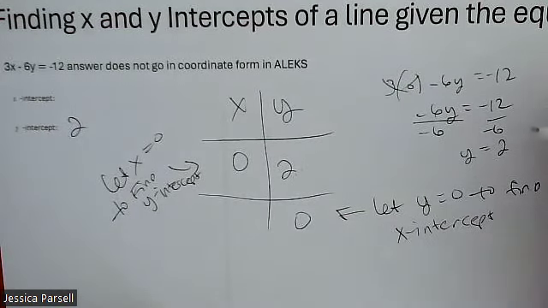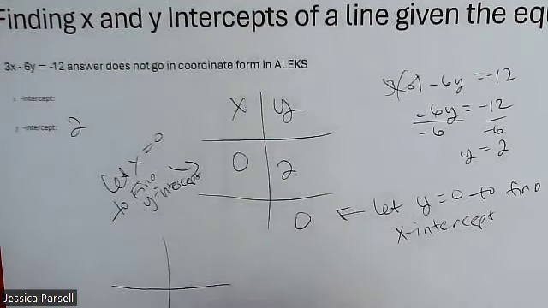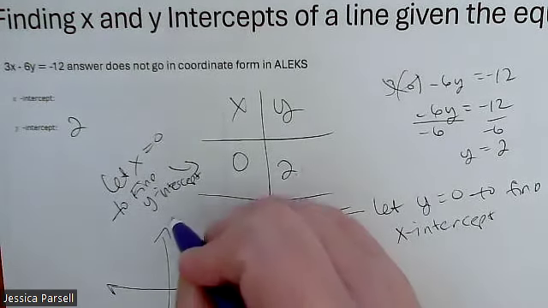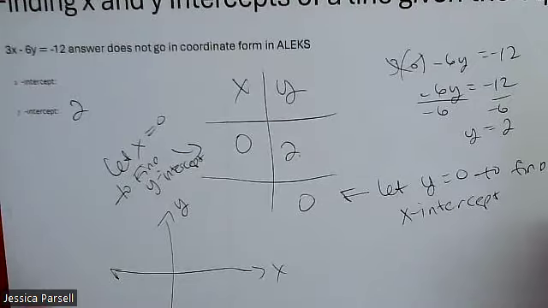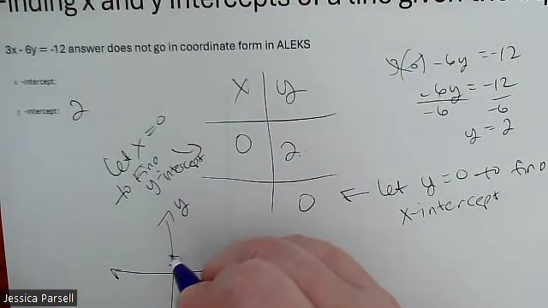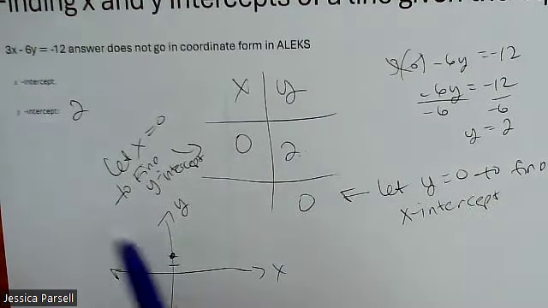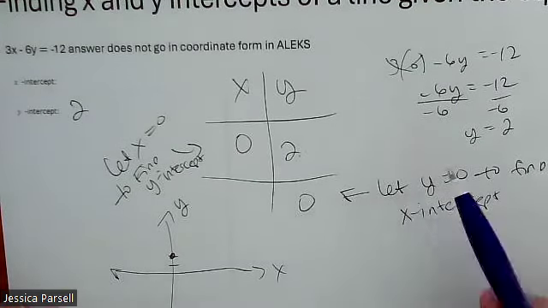They don't want (0, 2). Like if we were to sketch this out, I'm probably overdoing it, but I just want to make sure that we don't get angry with ourselves or Alex. (0, 2) is right here, right? But they just want the 2. Okay, let's solve this again, but let's let y be equal to 0.